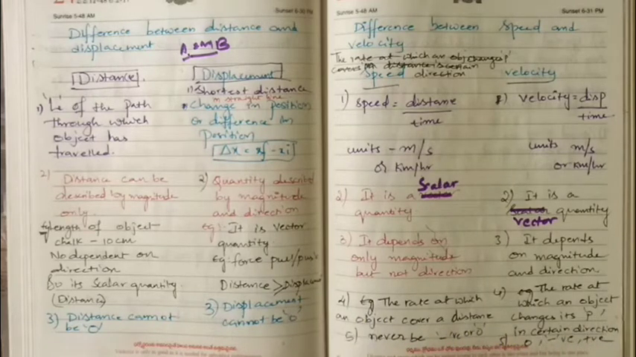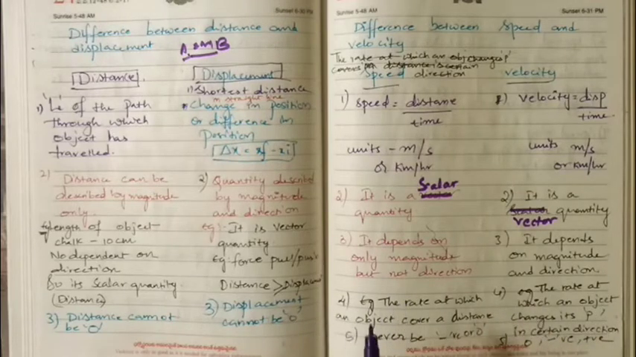Speed is equal to distance covered by time taken, whereas velocity is displacement by time taken. So the units are meter per second for both speed and velocity. It can be kilometers per hour also; SI and MKS units we can take.